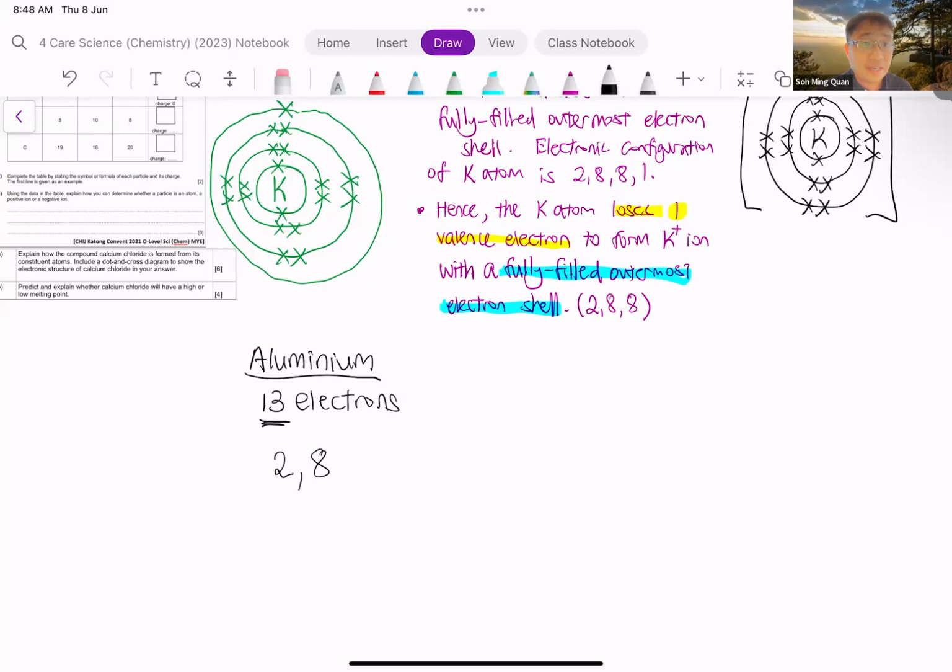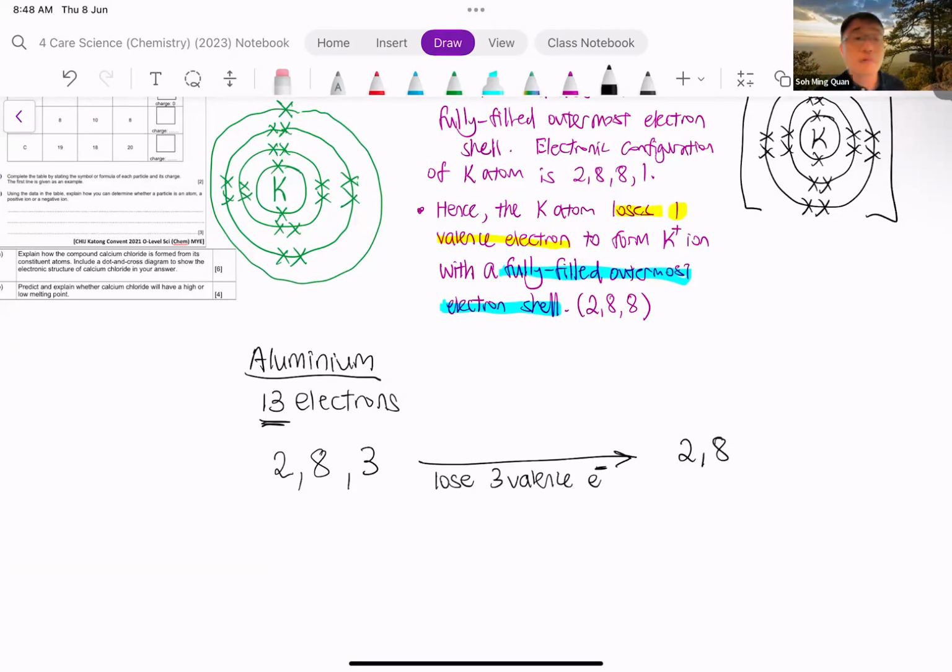However, there are 13 electrons. 2 plus 8 is only 10. So the last 3 electrons go into the third electron shell. So it's quite obvious. Aluminium has 3 valence electrons. It's not stable because the outer shell, which is the third shell, only has 3 valence electrons. If it has 3 valence electrons, clearly it cannot just be losing 1 like potassium. It needs to lose 3.